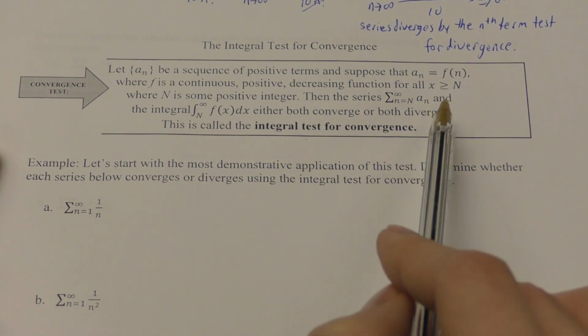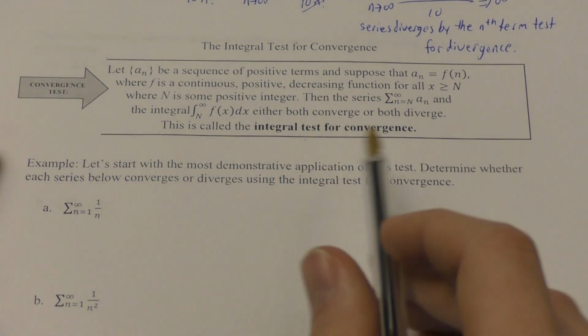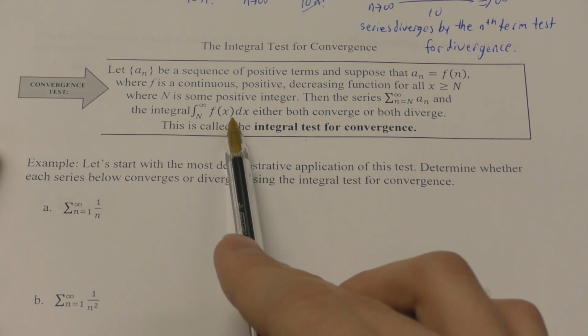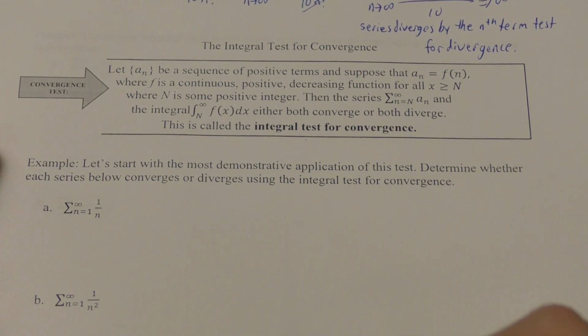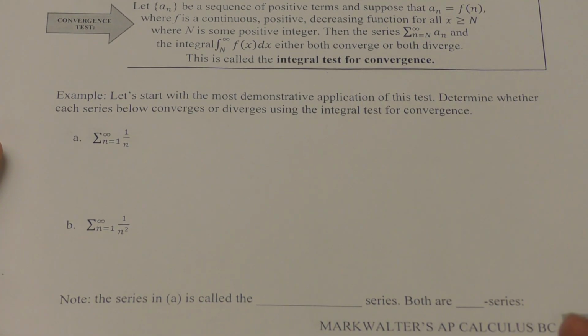Basically, it says, hey, if I know that my series is essentially a continuous positive decreasing function and I take its integral, it will tell me whether or not that series converges or diverges. All right? I want to start with two of the most demonstrative applications of this test.